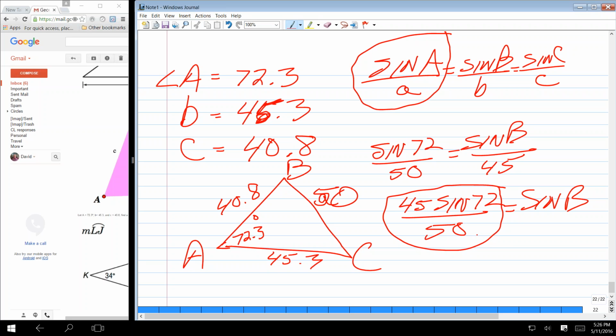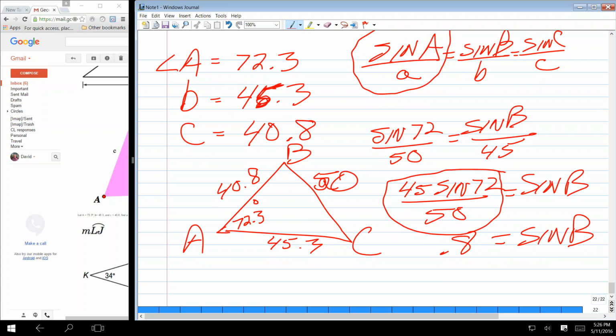So let's say this number comes out to be 0.8. That's what the sine of B equals. Now, if the sine of B equals 0.8, and I'm trying to solve for B, I'm going to take the inverse sine of both sides. When you take the inverse sine of the sine, those cancel, and you're left with B. So in this case, B would equal the inverse sine of 0.8. That will be an angle. So assume that angle is 70 degrees.